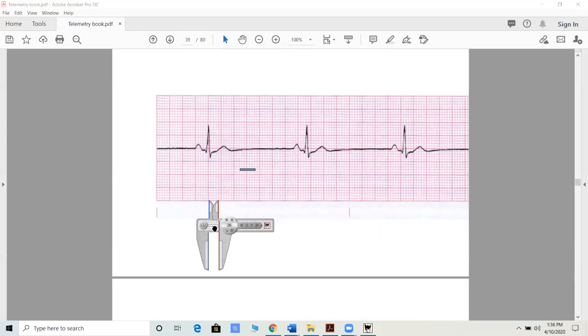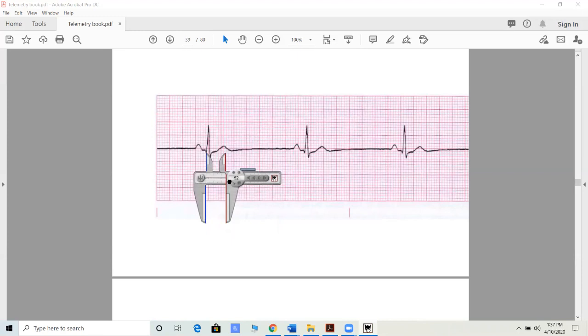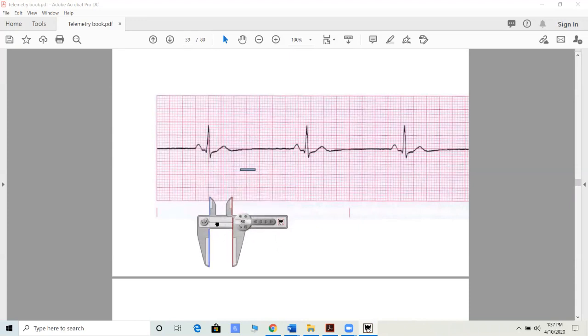Let's take a look at our QT. Bring this down. All right, what's our QT? Remember, the QT can be between 0.34 and 0.44. So if you're looking at these little boxes, what do you see as far as the QT interval? About one box shy of 0.40, so 0.36, would we agree?